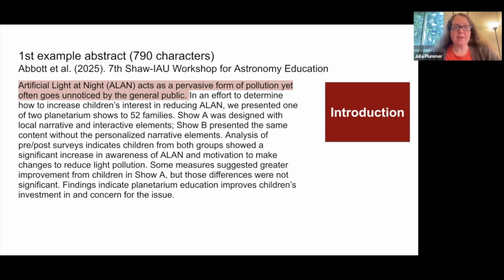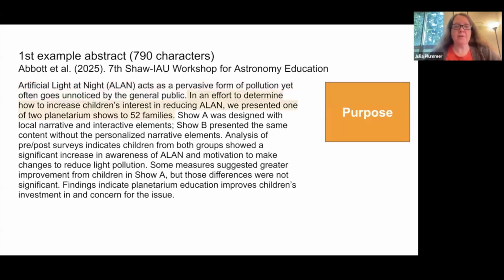Artificial light at night acts as a pervasive form of pollution, yet often goes unnoticed by the general public. And then it moves into the purpose of this particular study. In an effort to determine how to increase children's interest in reducing artificial light at night, we presented one of 2 planetarium shows to 52 families. The next section describes the methods. So the idea that there was 52 families, one show focused on local narratives, the other show was the same content but without those narrative elements, and then describes that the analysis was pre-post surveys.